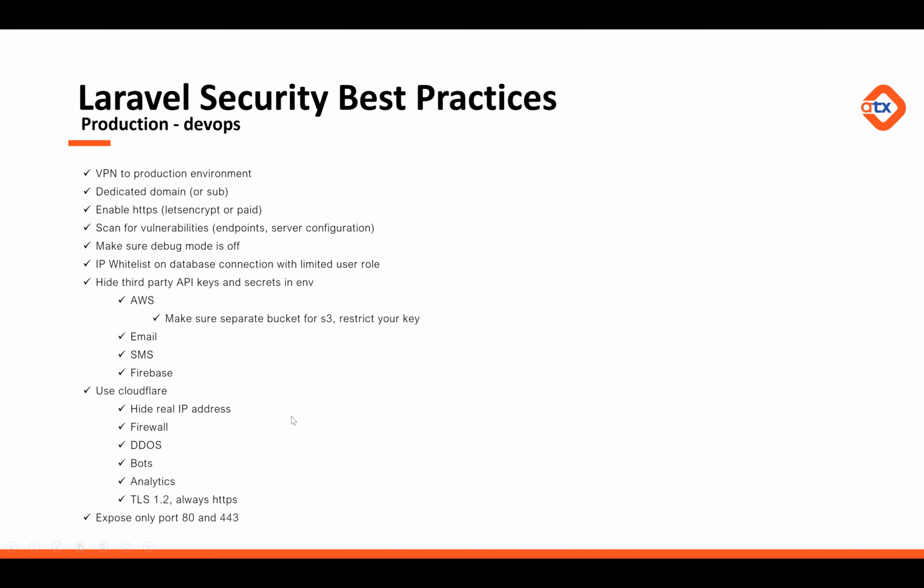So next one is also to use Cloudflare. The same one, it also has bot protection and analytics as well. It's very good. And some of the configuration that we need to remember is to enable TLS 1.2 minimum, because I think by default it only enables 1.0, which is quite vulnerable now. And it's better to always allow HTTPS as well on Cloudflare. And last, only expose port 80 and 443, depending on your use case.